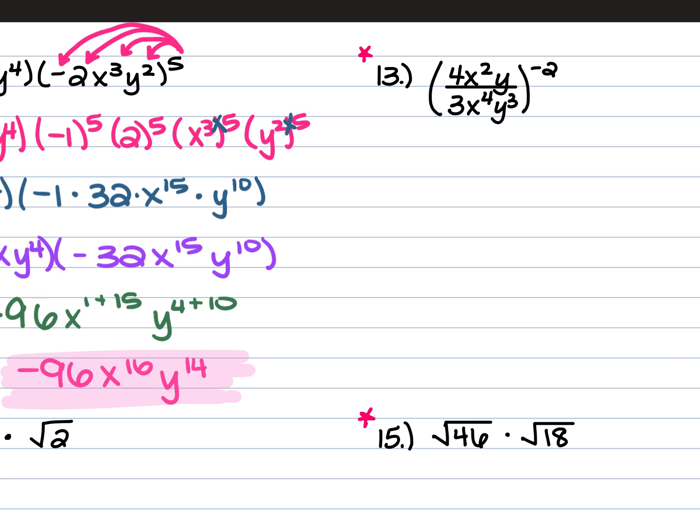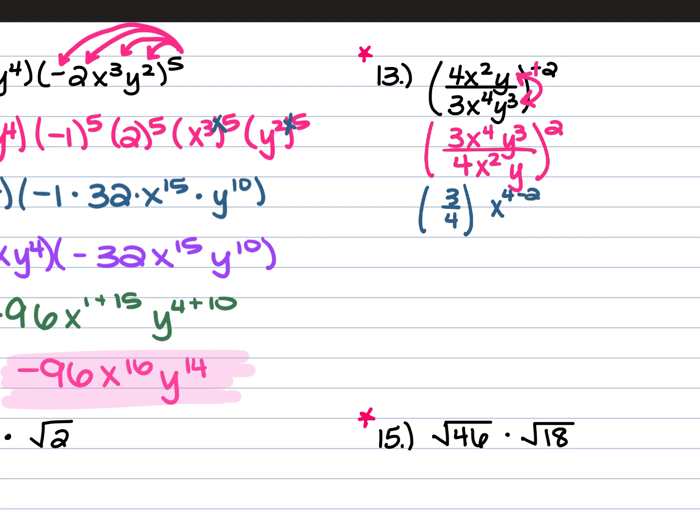To turn that negative 2 into a positive, I am going to flip the fraction. So I have 3x to the 4th power y cubed over 4x squared y, now raised to the positive 2nd power. So from here, you're going to simplify inside those parentheses. Separate what you have. So you're going to have 3/4. You're going to have x to the 4th power over the 2nd. So your rule is keep the variable, subtract their powers. So it's going to be 4 minus 2. And then the y to the 3rd power minus the 1st power.